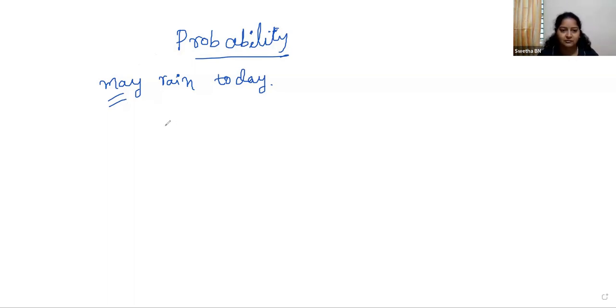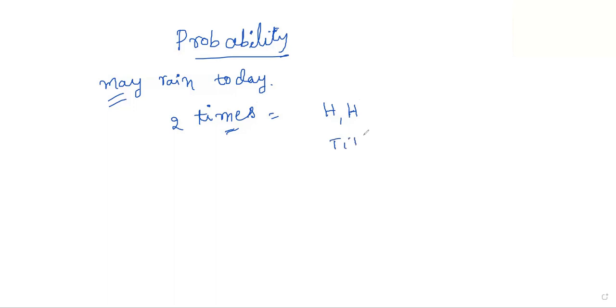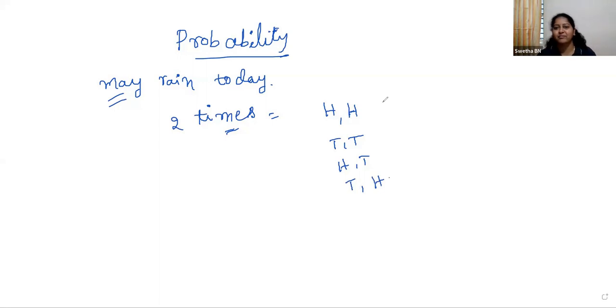For example, if you toss a coin 2 times, what are the possibilities here, children? We may get head, head, then? Tail, tail. Then head and tail, next. Tail and head. So we have 4 possibilities here.